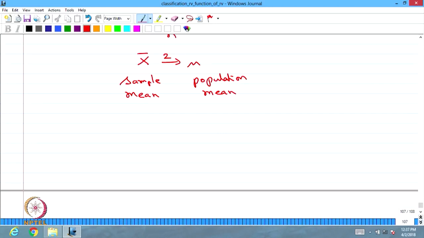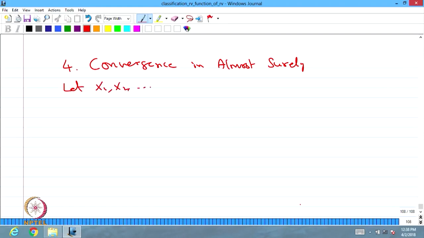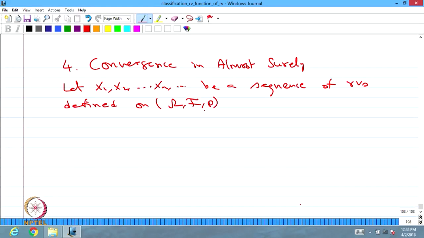We move to the fourth mode of convergence. Convergence almost surely. Let x1, x2, xn and so on be a sequence of random variables defined on the probability space omega, F, P.